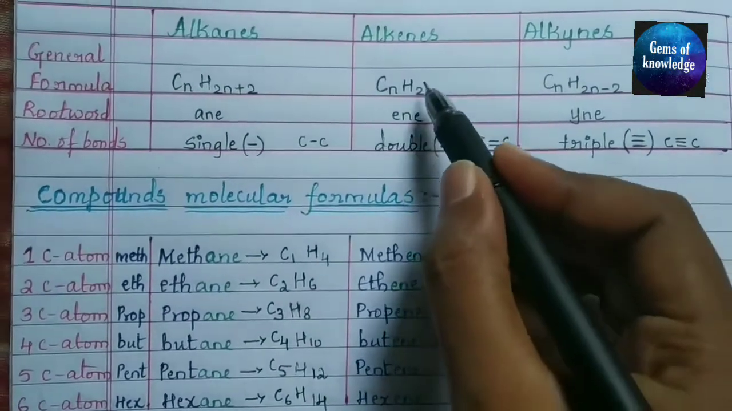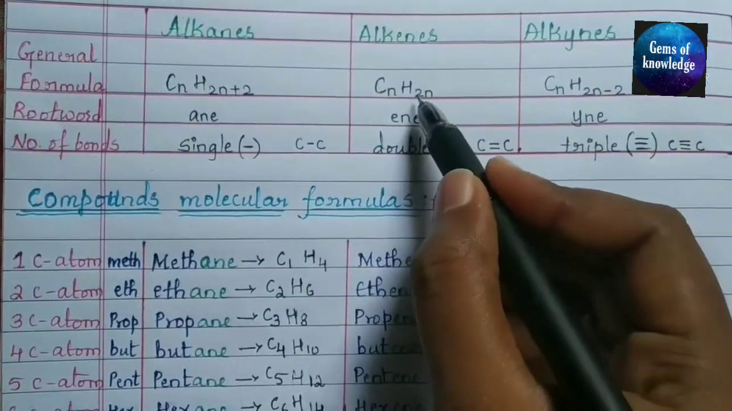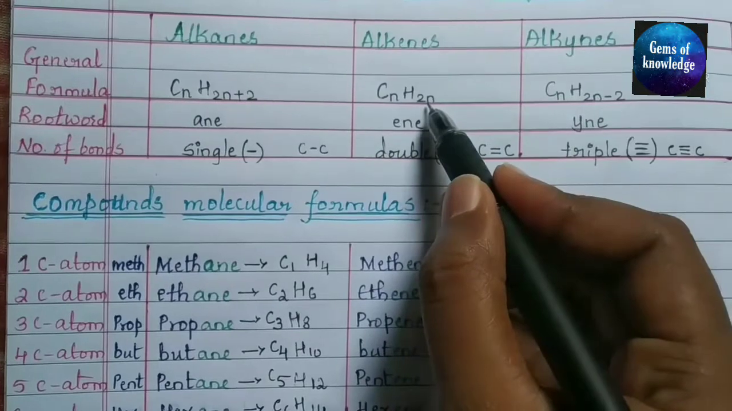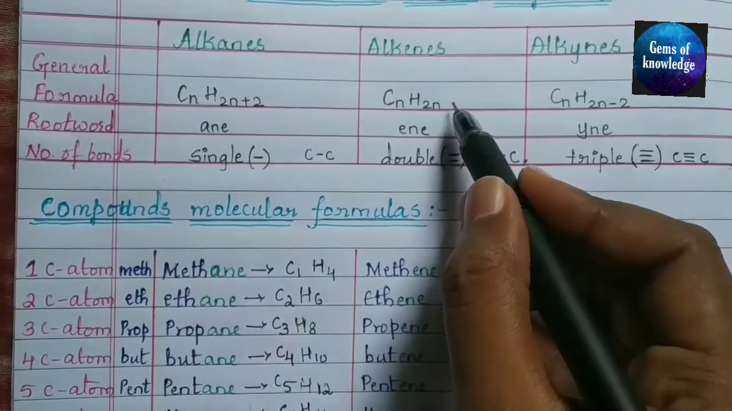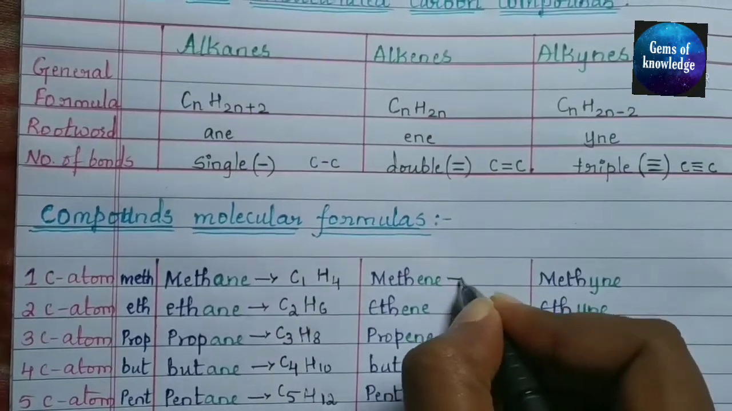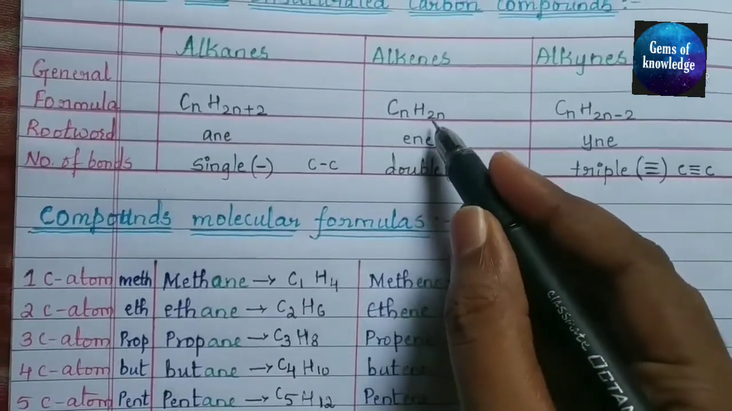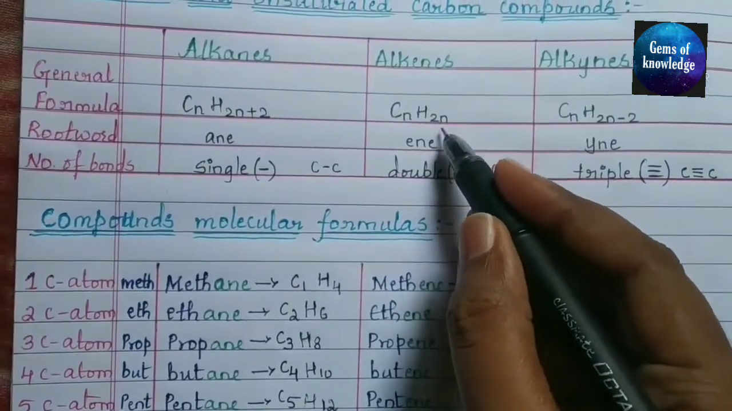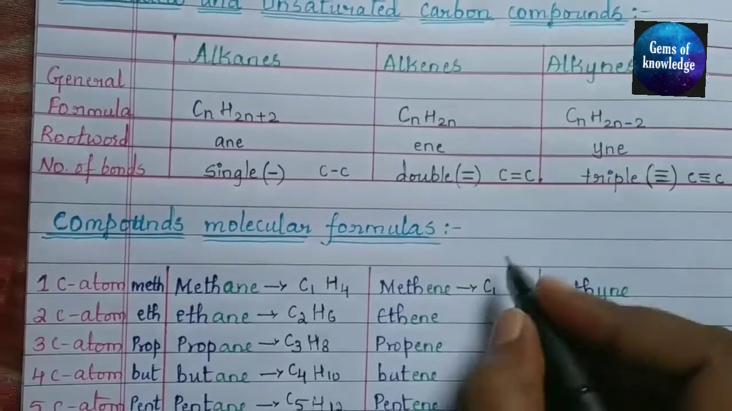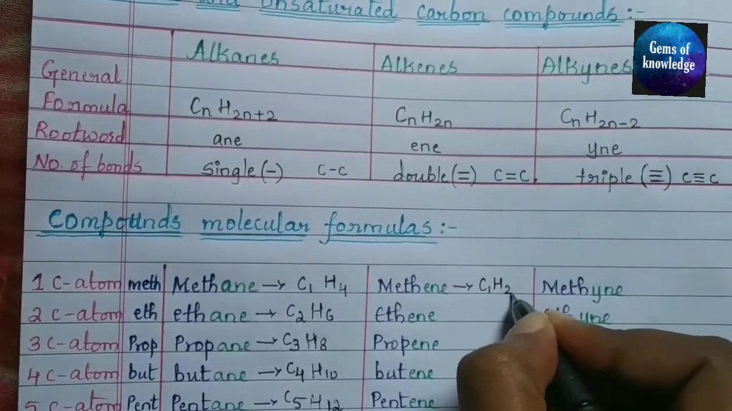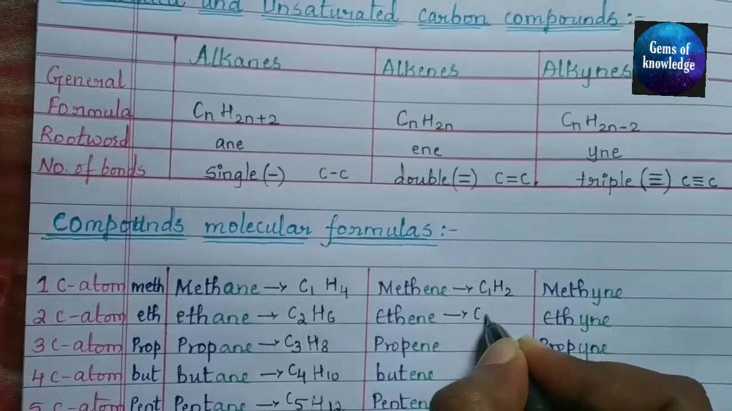Okay, next, similarly, you can see in case of alkenes, what is the general formula? CnH2n. Here no plus and no minus. So here you will get meth, meaning 1 carbon atom. In place of n we have to substitute 1. 2 into 1 will become 2. C1H2. Here it will become C2.